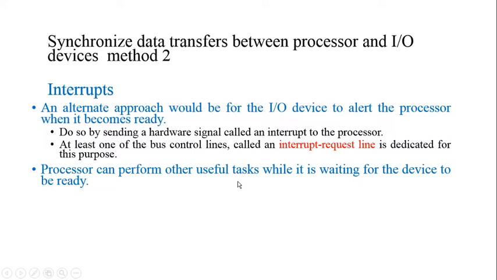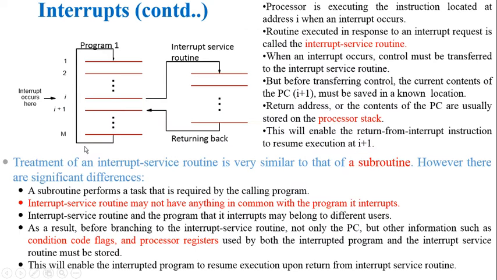The processor can perform other useful tasks while it is waiting for the devices to be ready. This is the advantage of this interrupt based mechanism, in which the processor can perform some useful tasks while waiting for a device to be ready. If the device becomes ready, it automatically sends an interrupt signal to the processor to indicate that the device is ready for data transfer.